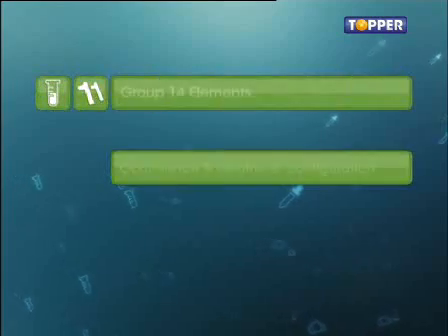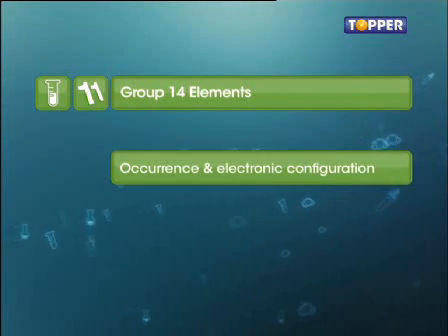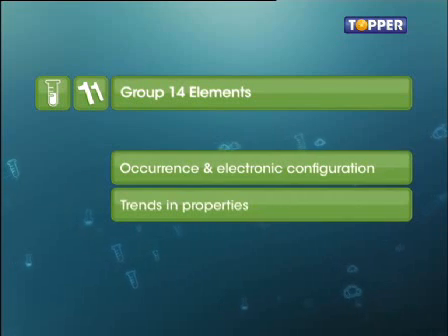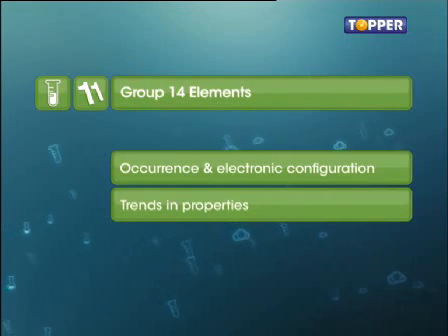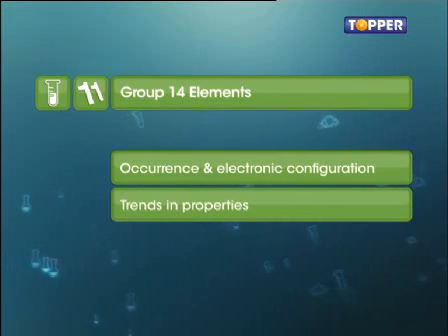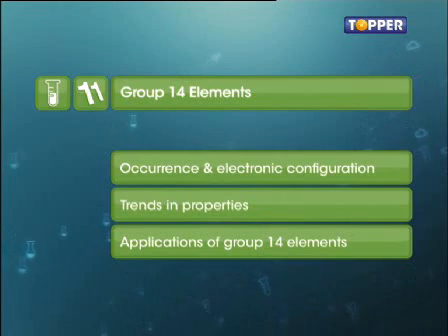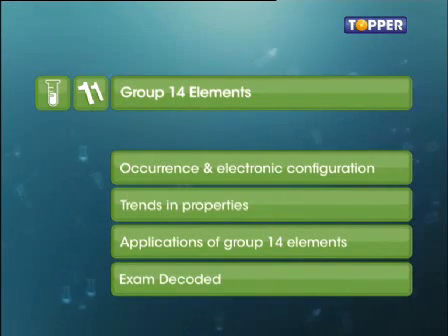Hello everyone, I am Devabrata Goswami. Welcome to an informative episode of chemistry. Today we will be talking about group 14 elements. We will start with their occurrence and electronic configuration. Then we will move on to their trends in properties like atomic radii and ionization enthalpy. We will also learn the importance and applications of these elements and their compounds. And finally, we will solve important questions in the Exam Decoded section.